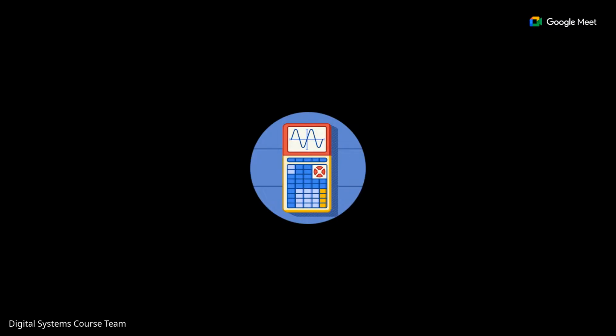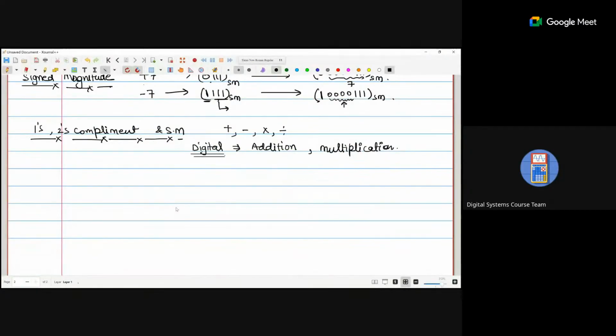Okay, so in digital, the thing is that we require only two types of devices. One is the adder, and the second is the multiplier. So addition and multiplication are possible. Now, if we need subtraction, how do we do that? For example, if I have to do 8 plus 6, we can easily use the adder.